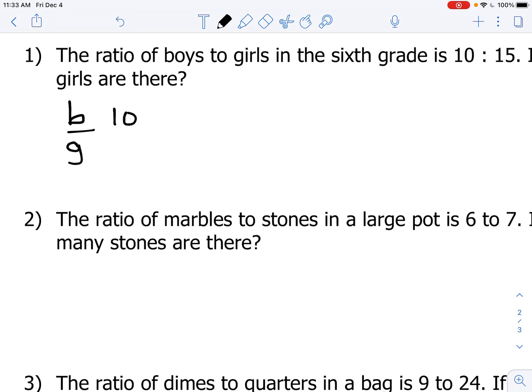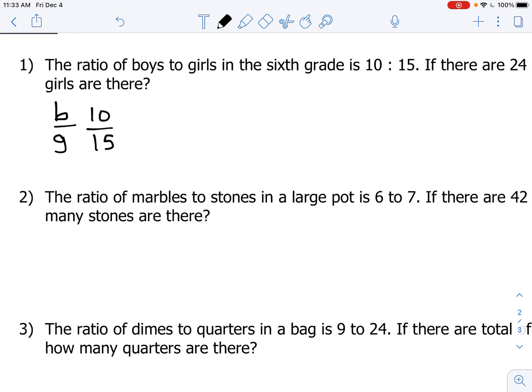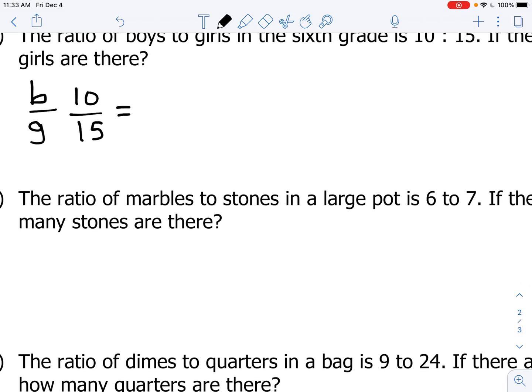And we said that was 10 to 15. And we want to know if there are 24 boys, how many girls are there? So I notice that I cannot multiply 10 by any whole number to make 24. So I'm going to try simplifying our ratio to lower terms. And I notice both numbers are divisible by 5. And notice I'm keeping the 10 in the numerator, the 15 in the denominator here. So the boys are always on the top, girls are always on the bottom of this fraction or ratio. So our simplified ratio is 2 to 3.